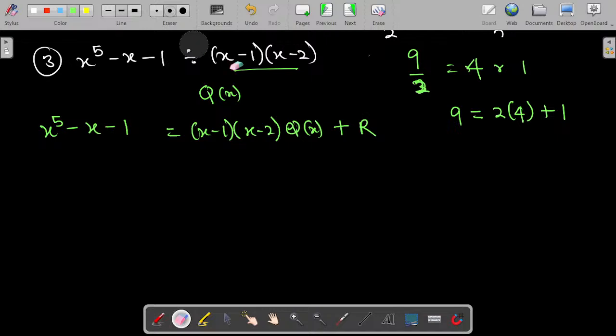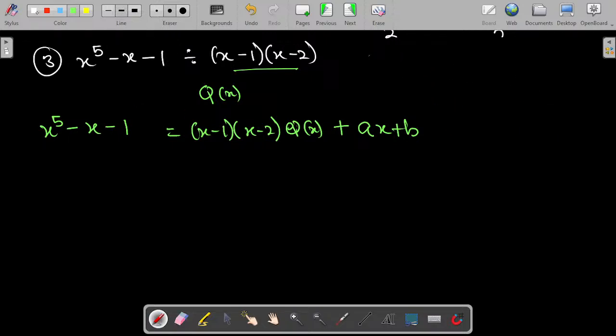And then what is your remainder? When you divide by a quadratic function or polynomial, your remainder will be a linear polynomial, which is represented as ax plus b. So whenever you're given a quadratic polynomial to divide with, you should always represent it this way. Now your remainder is this ax plus b, so you're looking for the a and b to put in here, and when you put them in, that will give you your answer.